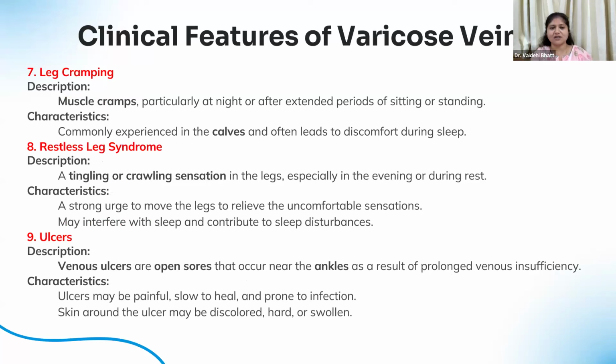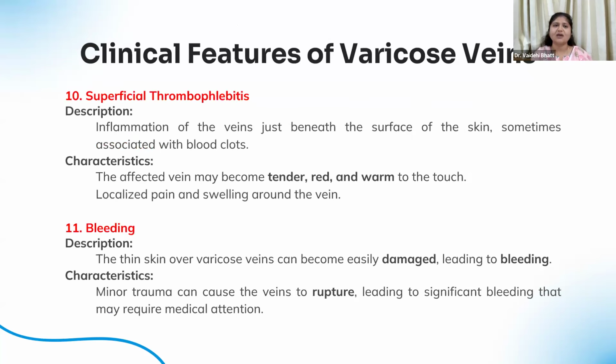This chronic condition will lead to the development of venous ulcers. These are open ulcers, especially occurring around the ankle or inner tibial surface, causing very much pain, and they are very slow to heal due to stagnation of blood flow, and are prone to infection. This part becomes discolored, hard and swollen. Then superficial thrombophlebitis, inflammation of a vein just beneath the surface of the skin.